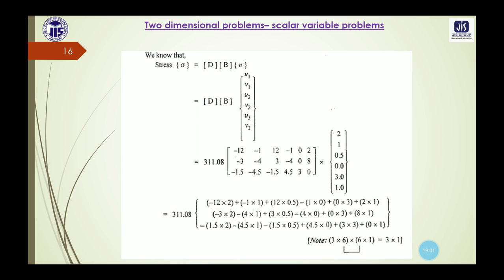So now we need to calculate the stress. The formula for the stress, sigma, is actually the multiplication of D matrix, B matrix and a U matrix, which is the nodal displacement, a column matrix actually. So this U matrix is a column matrix of U1, V1, U2, V2, U3, V3.